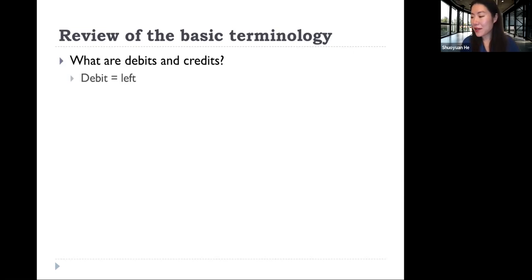Let's continue the basic accounting terminologies. What are debits and credits? Debit means left and credit means right.